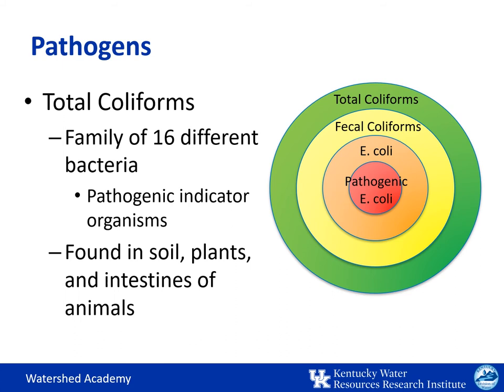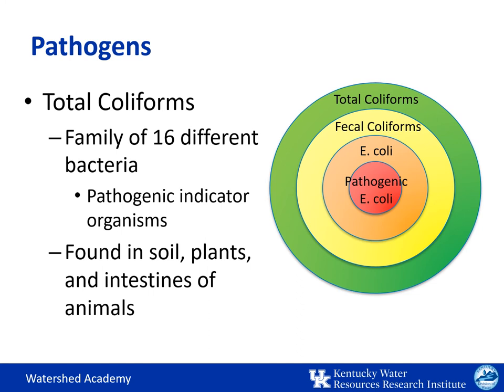One category of pathogen indicator organisms is the coliforms. The total coliform test indicates the concentration of a group of 16 different bacteria that are found in soils, plants, and in the intestines and waste of animals. In animals, they can aid in the digestion of food. Of these 16 total coliform bacteria, there are 6 that are found in fecal waste of humans and other warm-blooded animals. These 6 are further classified as fecal coliform through another test. Of these 6 fecal coliform, 1 is a member of the group called Escherichia coli, abbreviated as E. coli. E. coli has different strains, some of which cause disease and some of which do not.